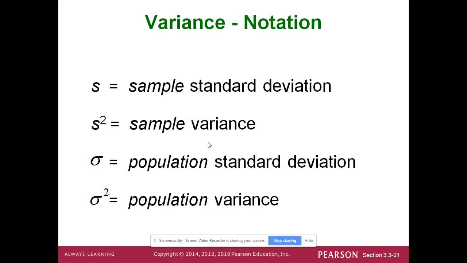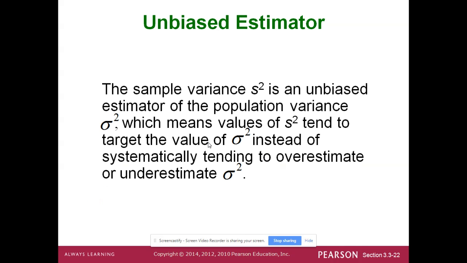Sample standard deviation, sample variance. There's that notation. Sample variance is an unbiased estimator of population variance. Okay, unbiased estimators. Those are important things. So know that word, unbiased estimator, which means that the sample variance tends to get close to the population variance instead of underestimating or overestimating that.